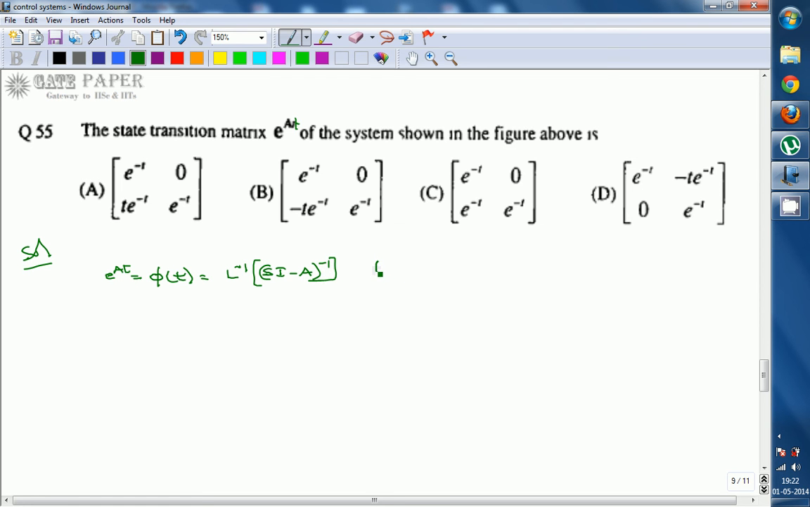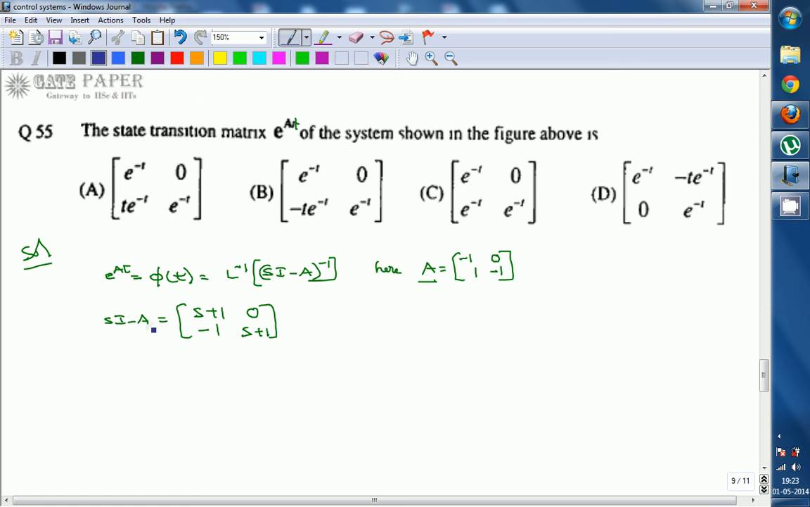So here A equals to, from the state variable equation, -1 0 1 -1. So find sI minus A here. sI minus A equals to, I is nothing but 1 0 0 1, so this will get it as s plus 1, 0, minus 1, s plus 1. Using this A we will get this one. Now we need to find the inverse.